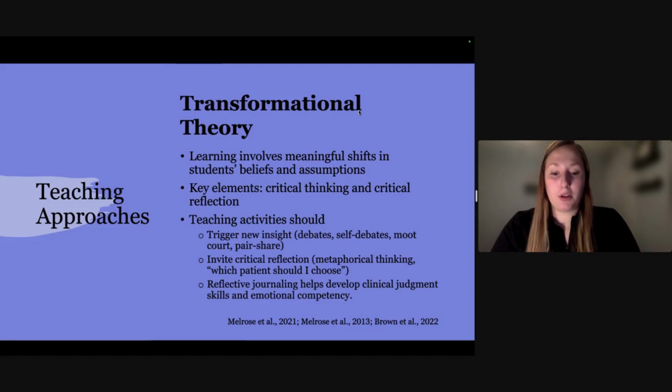Through transformative theory, preceptors can use tools such as reflective journaling to aid those living with trauma. Self-reflection helps develop clinical judgment skills and emotional competency. Journaling can also be used with students with trauma to examine their feelings and see what self-care practices work best for them.